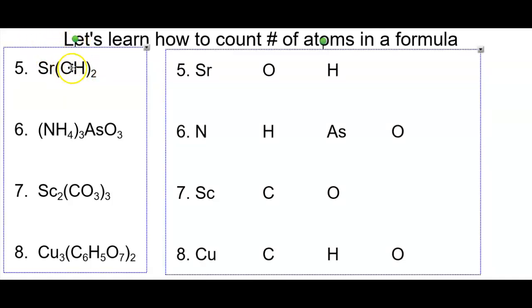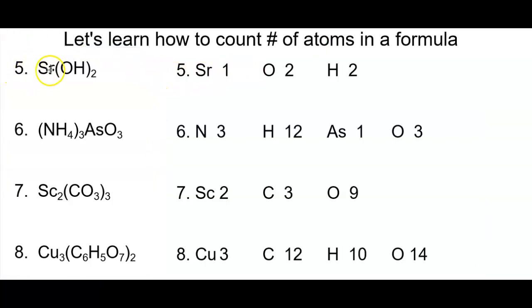So here we have S, R, O, and H listing our atoms. We have N, H, A, S, O. Over here we have S, C, C, and O. And the atoms listed here are C, U, C, H, and O. So now let's count. Remember, we're going to distribute or multiply backwards through the parentheses, stopping when we get to the beginning of the parentheses.